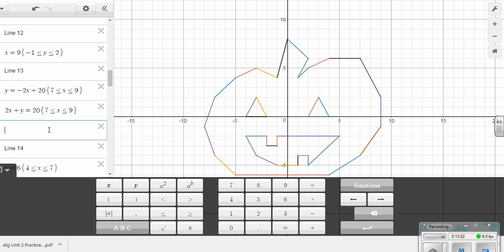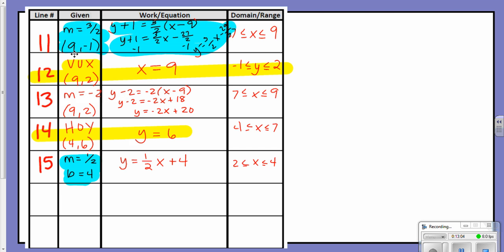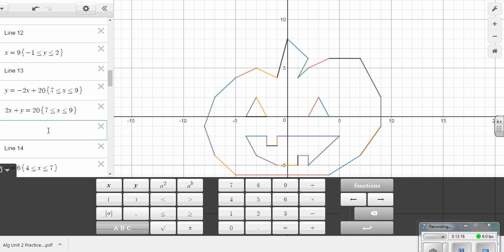I need point slope. Okay, so again, I'm going to go back to my work page. This is line 13, so it's this right here. It's this exact same thing I just used to find the slope intercept. So y minus 2 equals -2 x minus 9. So I'm going to go put that in. Y minus 2 equals -2 x minus 9.